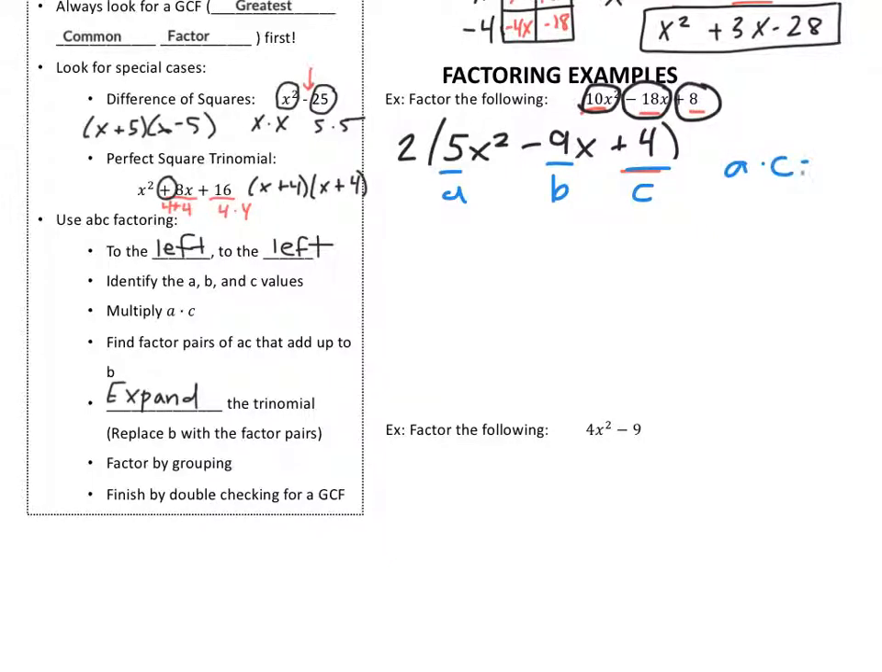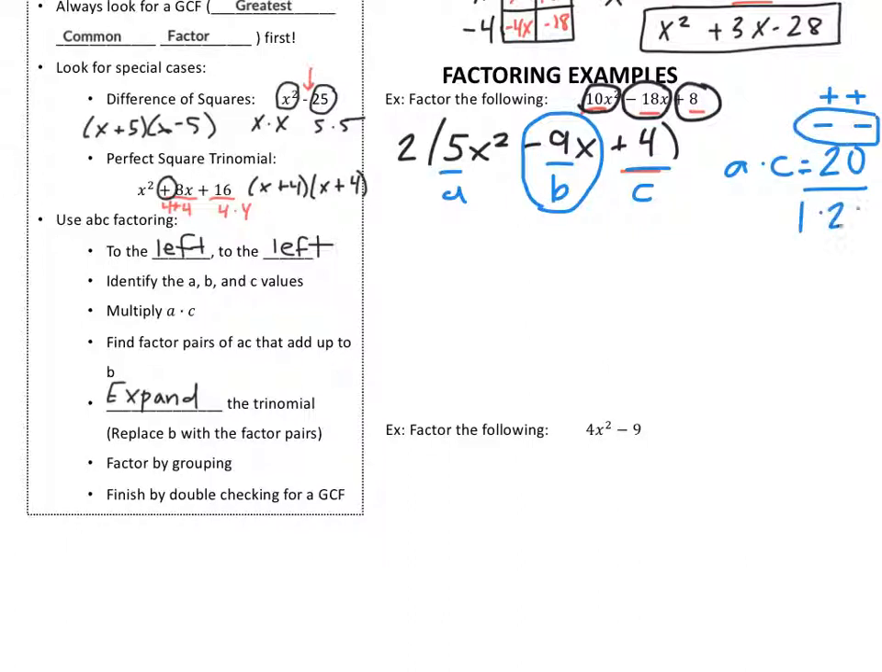So A times C is 5 times 4, which is a positive 20. There's 2 ways to make a positive number. It could be 2 positives multiplied to be a positive, or 2 negatives multiplied to be a positive. We know that we're looking for factor pairs that add to be this B term, which is negative 9. So the only possible combo is going to be 2 negative numbers.